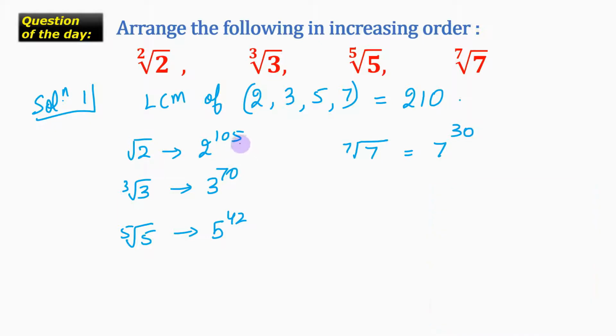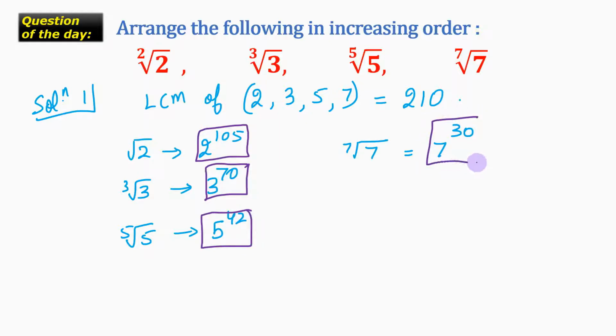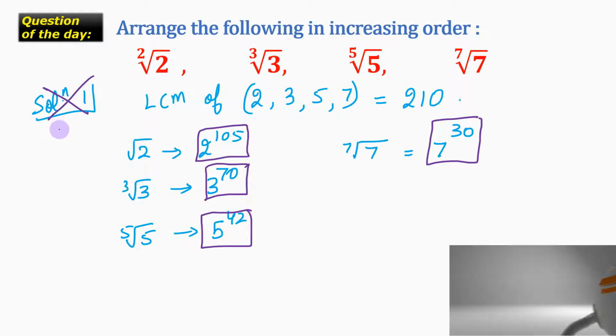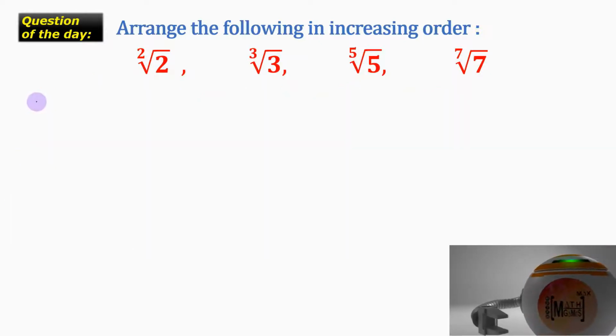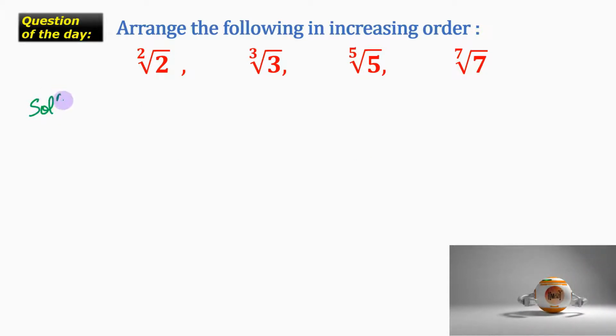But now we have a problem which is not that easy. We have to compare 2 to the power 105, 3 to the power 70, 5 to the power 42 and 7 to the power 30. So obviously this is not a good method, and hence we are going to analyze if there is any other alternative method by which this question can be solved.